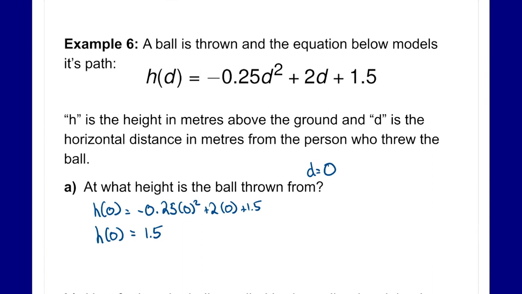So that just means, therefore, the ball is thrown from a height of 1.5 meters.